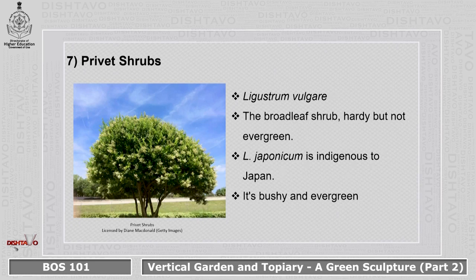So Ligustrum japonicum is an indigenous species of Japan. So it grows only in Japan. And this tree is a bushy and evergreen tree, as you see in this picture over here. This is evergreen.